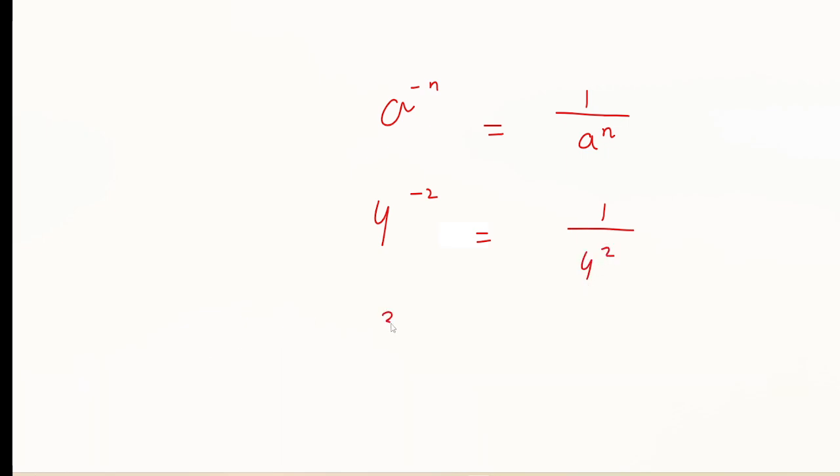Suppose you have 3 raised to power negative 2 over 4 raised to power negative 5. So you can just do the reciprocal, like this will go there, this will go there. 4 raised to power positive 5, 3 raised to power positive 2. So to convert them into positive powers, you need to do the reciprocal.